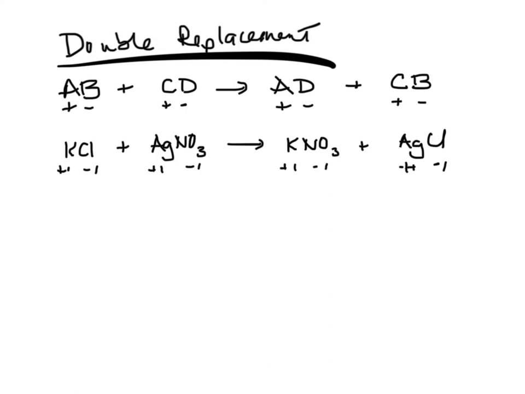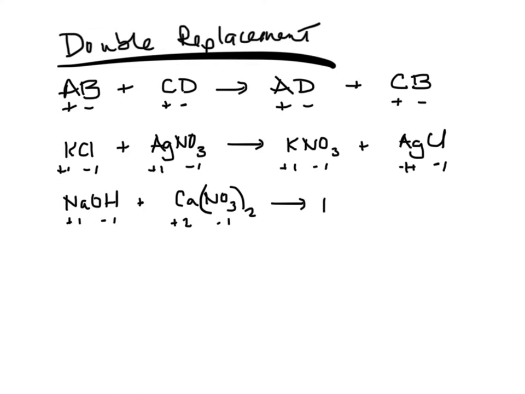I can do this again with something like, for instance, NaOH reacting with, let's say, Ca(NO3)2. In this case, sodium's +1, hydroxide's -1. Calcium is now +2, nitrate's -1.